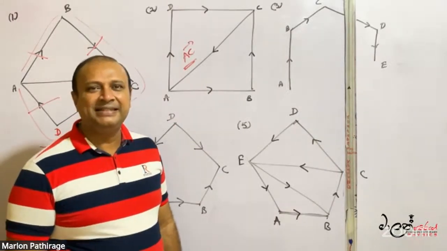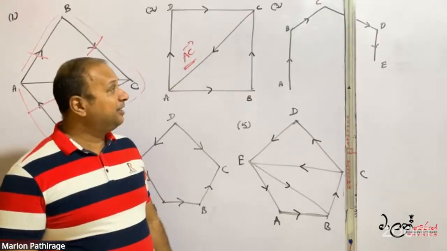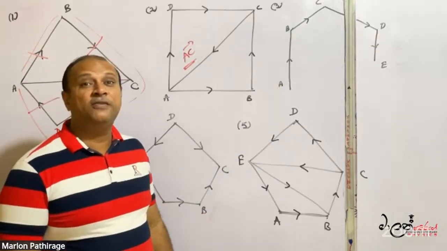Therefore, what is the resultant vector of them? What is the resultant vector of the third one?